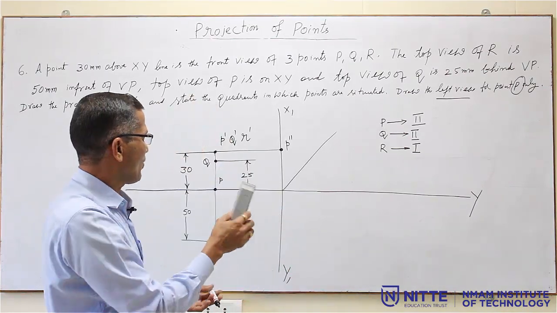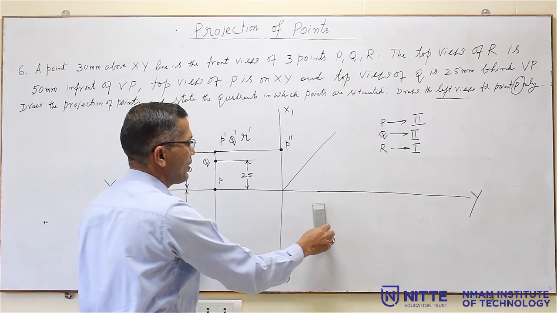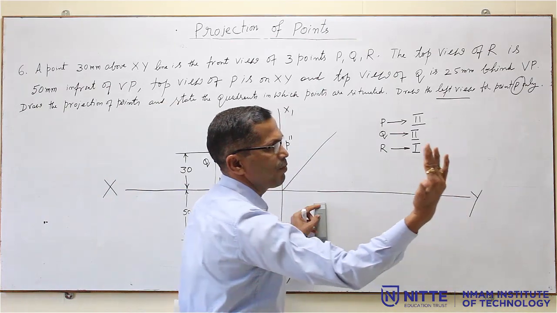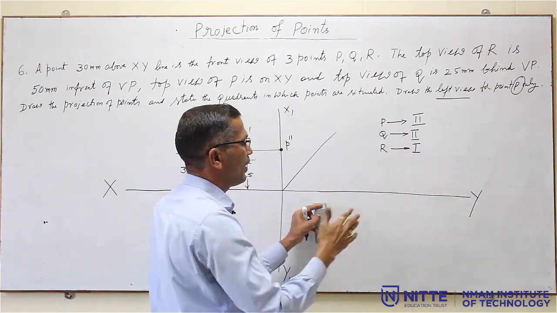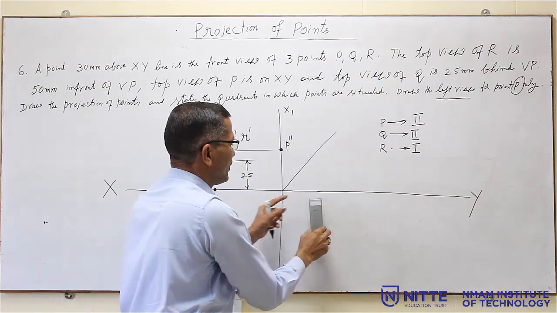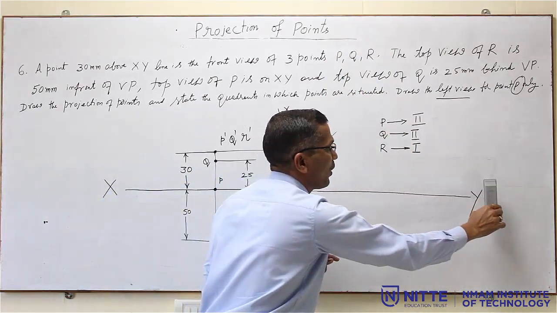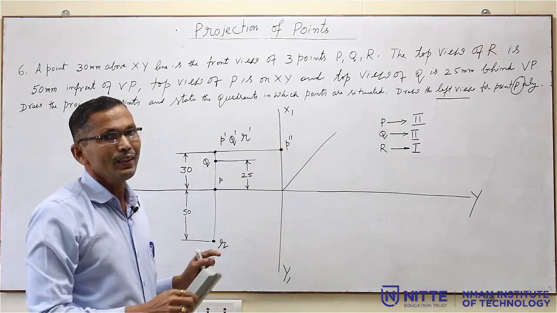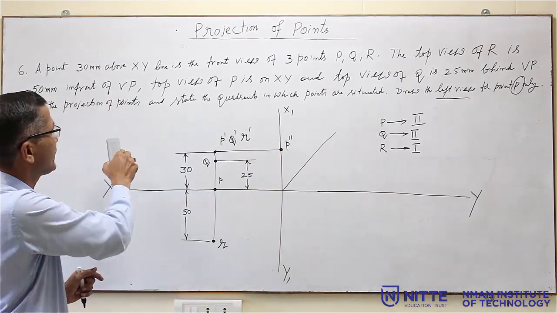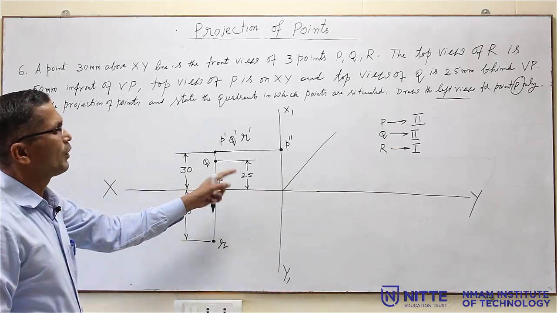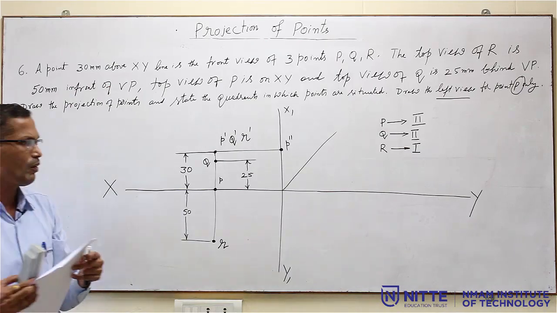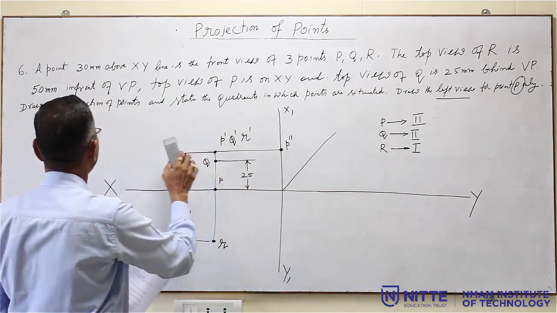Now what about the profile view? When the point is on VP, if you look from this side, exactly your profile plane will be like this, perpendicular to VP, and the intersection of VP and the profile plane is the x1, y1 line. So that is why the profile view is also on the x1, y1 line. So this is the solution for problem number 6. Now we will move on to the next problem.